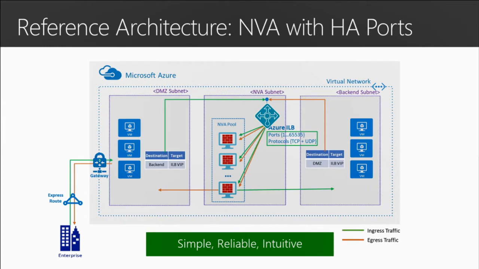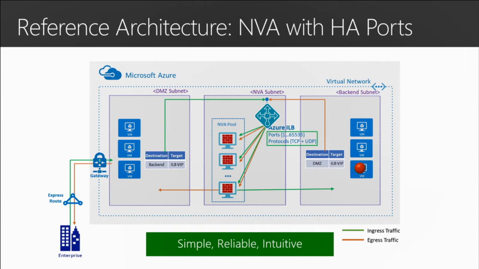So with network virtual appliances with HA ports, this basically becomes a new reference architecture for virtual appliance scenarios. So now you can have per flow load balancing on all ports of an internal load balancer. This allows you to create appliance scenarios with active-active configurations for scale and resilience. And just a quick animation to show how this actually works.